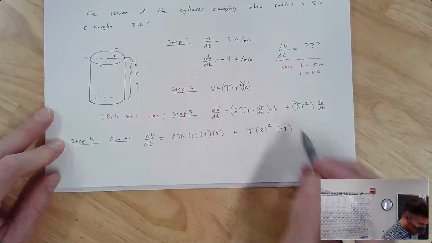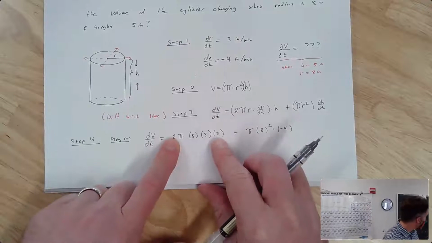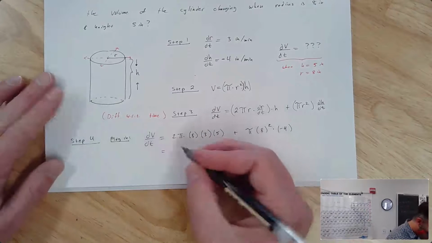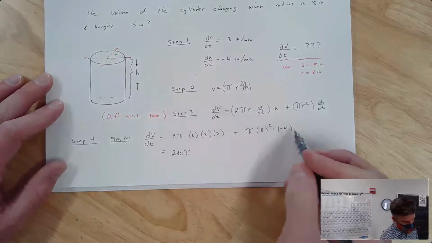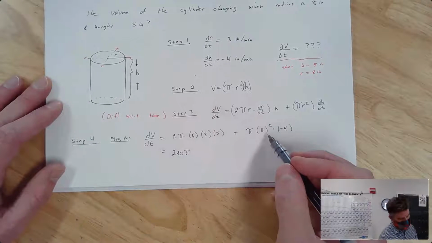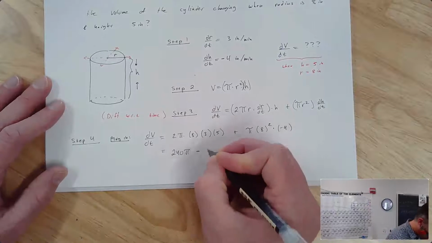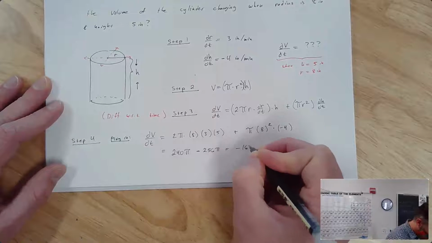So simplifying this, 5 times 2 is 10, 8 times 3 is 24, and 24 times 10 is 240. And then 64 times 4 is 256. So it's going to be minus 256 pi, which is going to be negative 16 pi.